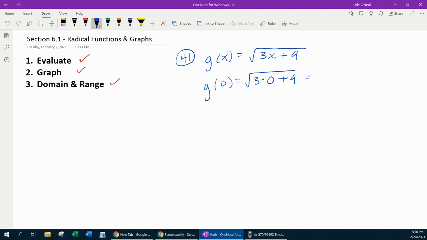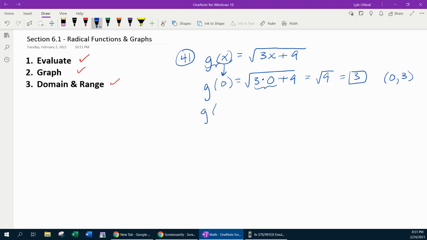So 3 times 0 is 0. So this part will be 0. 0 plus 9 is 9. And the square root of 9 is 3. And so that is the answer to g of 0. What we actually found is an ordered pair, right? So if x is 0, then g of x, remember g of x means y, the y value is 3. So we really found an ordered pair there.